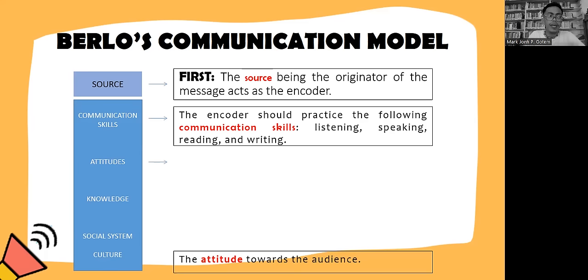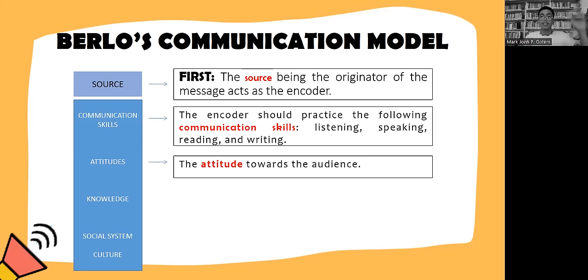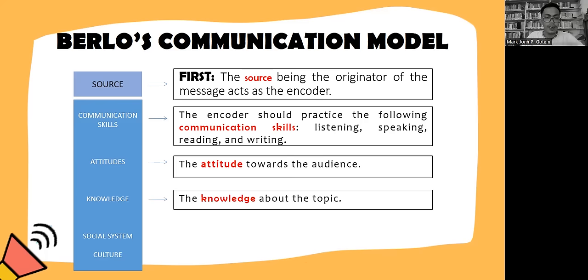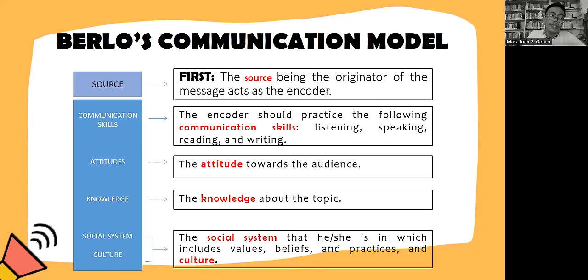The attitude towards the audience. One's attitude in relationship to the audience, receiver, and subject changes the meaning and consequence of the message. And that is the attitude. Knowledge is, of course, your knowledge about the topic. Familiarity with the subject of the message makes communication more effective. And lastly, the social system and culture. The social system that he or she is in includes values, beliefs, and practices, and culture.